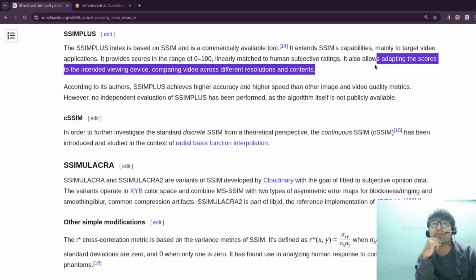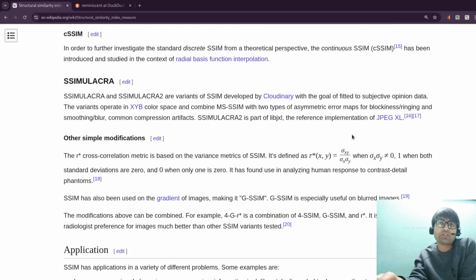Okay, CSSIM. In order to further investigate the discrete SSIM from a theoretical perspective, the continuous SSIM (CSSIM) has been introduced and studied in the context of radial basis function interpolation.